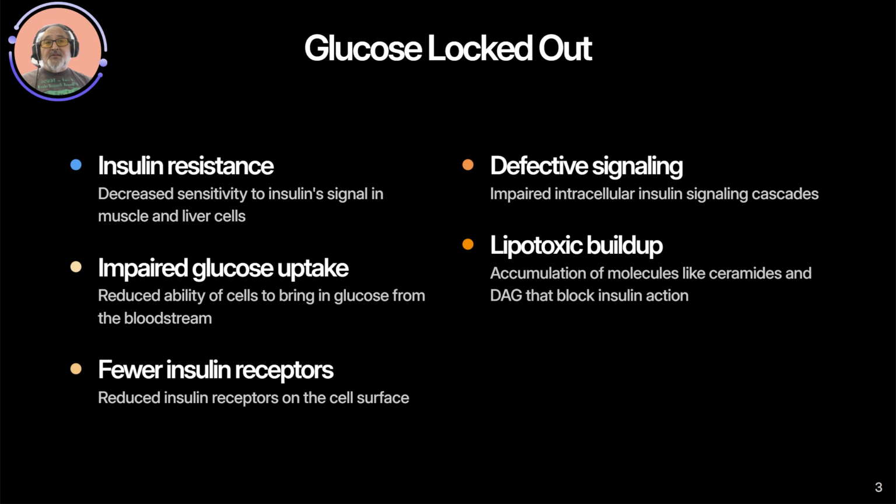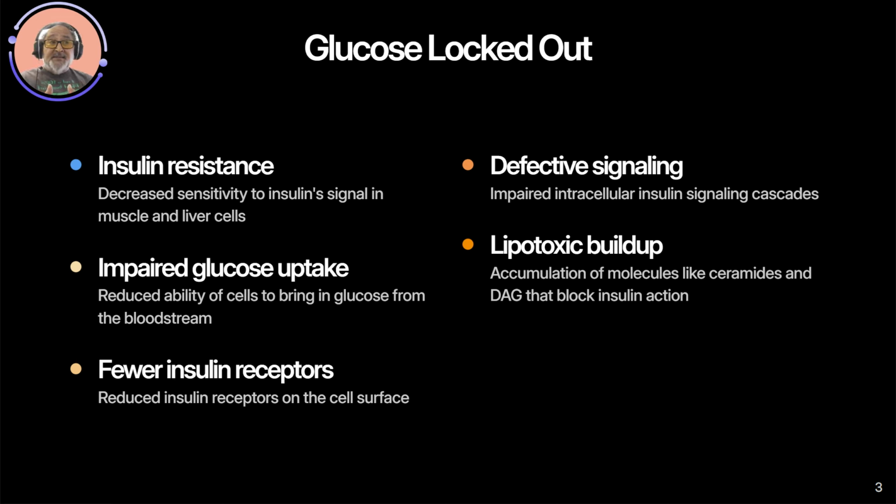One, it starts with glucose being locked out. In insulin resistant individuals, muscle and liver cells lose sensitivity to the insulin signal. Insulin normally binds to its receptor, INSR, on the cell wall, triggering a cascade that leads to GLUT4 transporters moving to the cell surface so they can open up and allow glucose to enter.